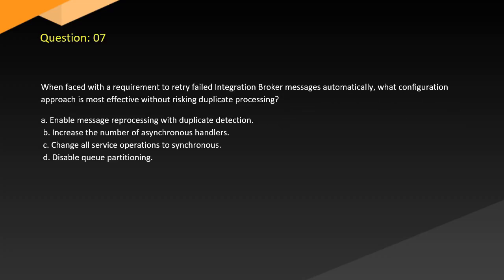Question 7. When faced with a requirement to retry failed Integration Broker messages automatically, what configuration approach is most effective without risking duplicate processing? A. Enable message reprocessing with duplicate detection. B. Increase the number of asynchronous handlers. C. Change all service operations to synchronous. D. Disable queue partitioning.